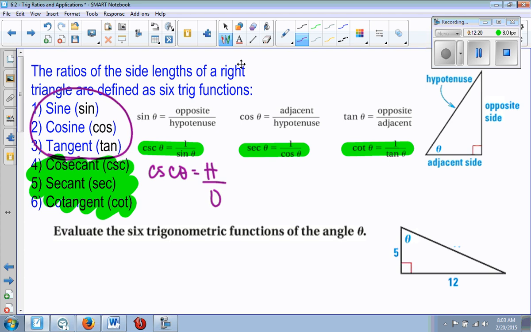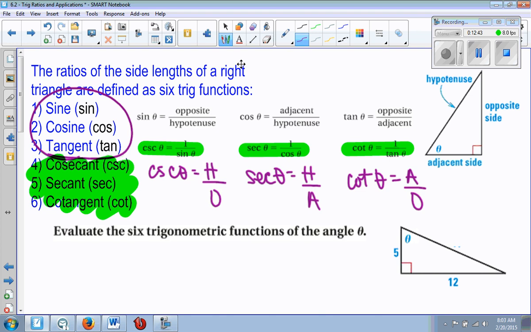Secant goes with cosine, so secant, instead of being adjacent over hypotenuse, is actually hypotenuse over adjacent. And cotangent is the reciprocal of tangent. So if tan is opposite over adjacent, cotan is adjacent over opposite.